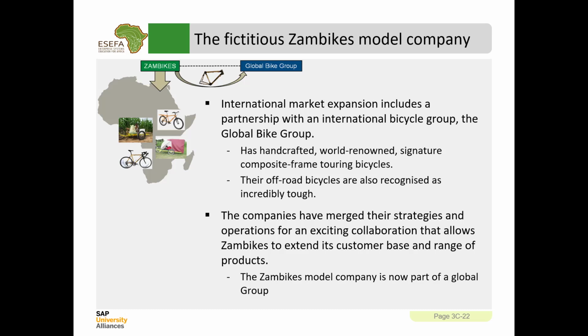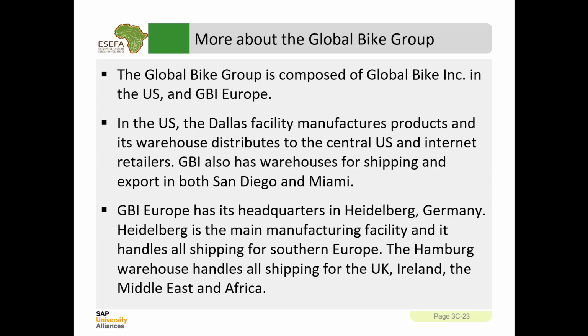So that's what they produce. So the companies have merged their strategies and operations for an exciting collaboration that allows Zambike to extend its customer base and range of products. So the Zambike model company is now part of the global group. So the global group is the client, and Zambike is one of the company codes that operate under it.